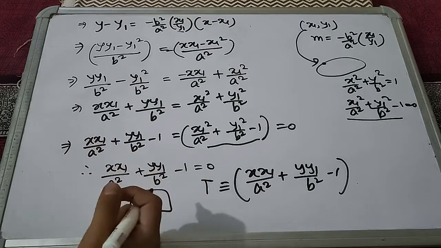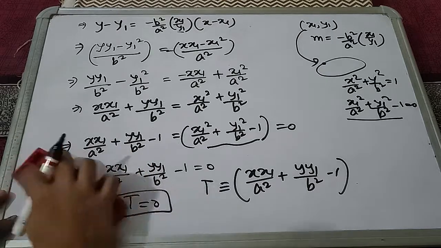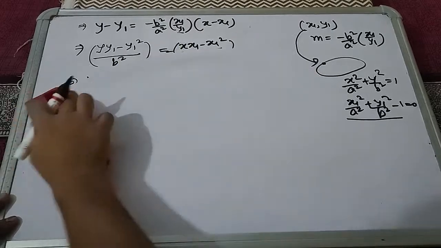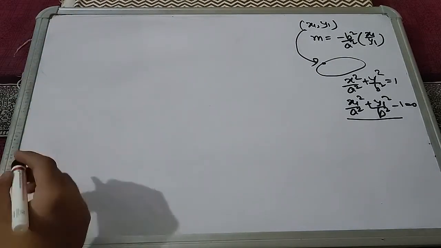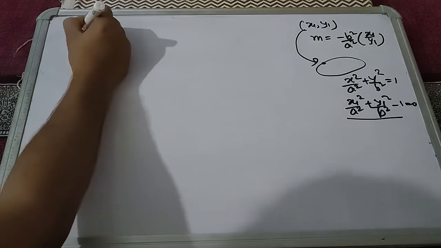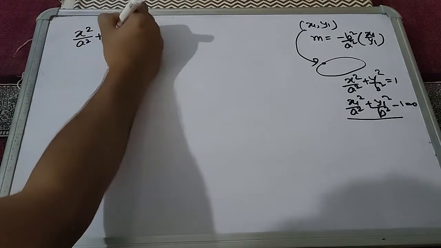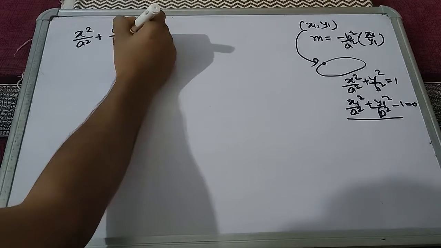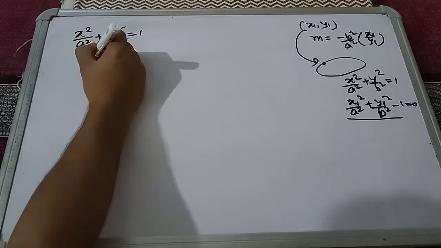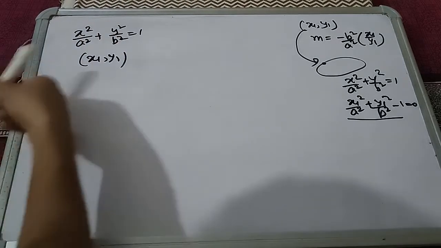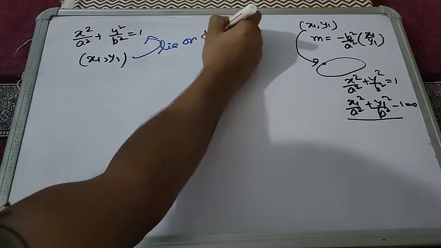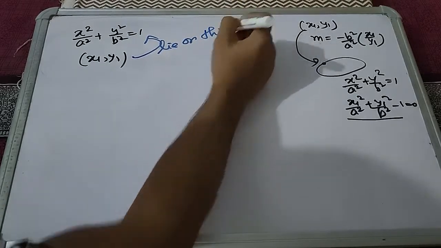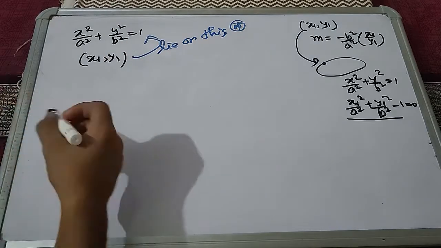Now, what is the key observation from this? Let me sum it down: why is this result so important? Actually, you had x square by a square plus y square by b square equals 1. You had a point on it, x1 y1. The important thing is that this should lie on this. This is very important. If it doesn't lie, then this technique wouldn't work.